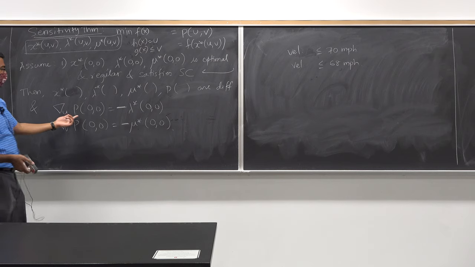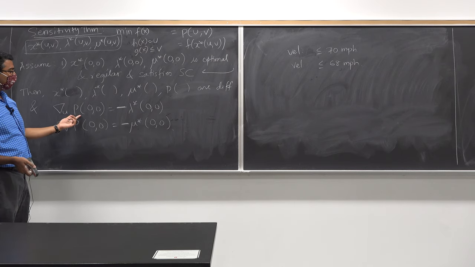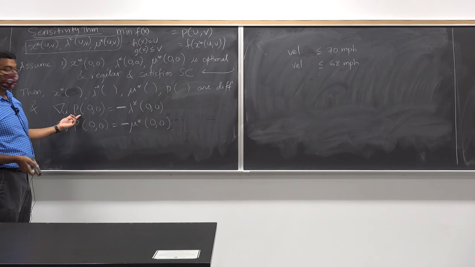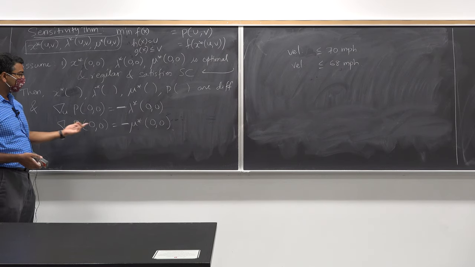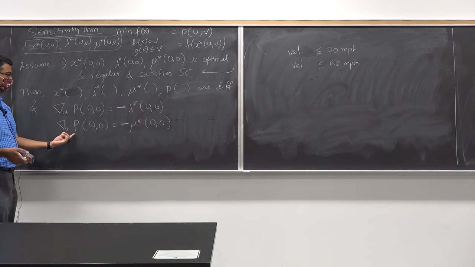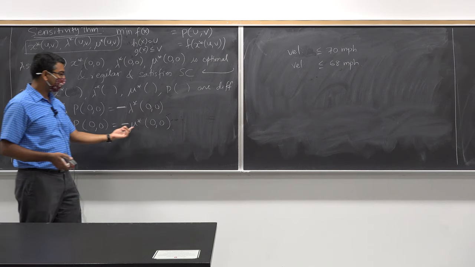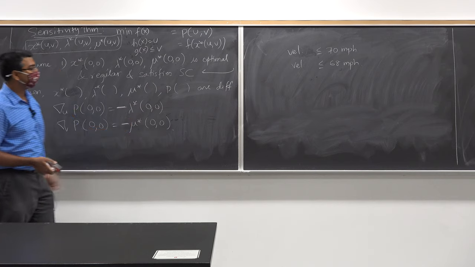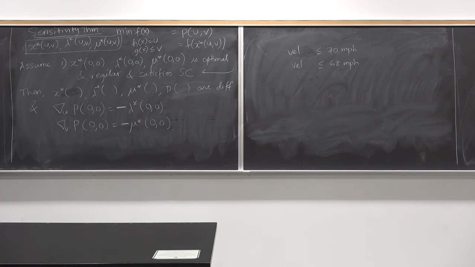It studies the sensitivity of the optimal value and proves that the sensitivity is equal to the negative of the Lagrange multiplier. And the sensitivity is equal to the negative of the Lagrange multiplier corresponding to the inequality constraints. So that's sensitivity theorem. Any questions on this one?